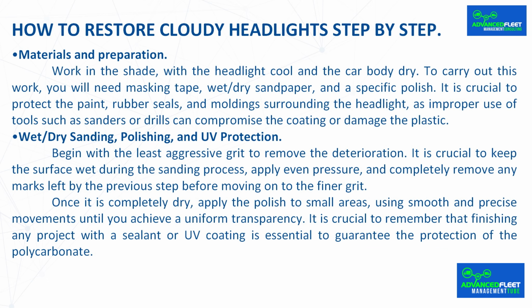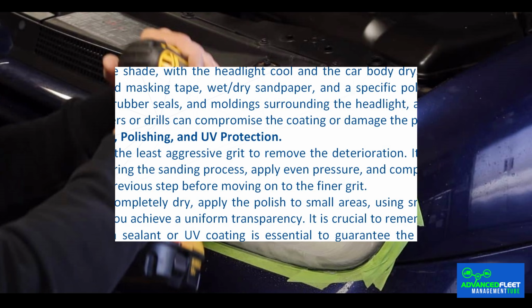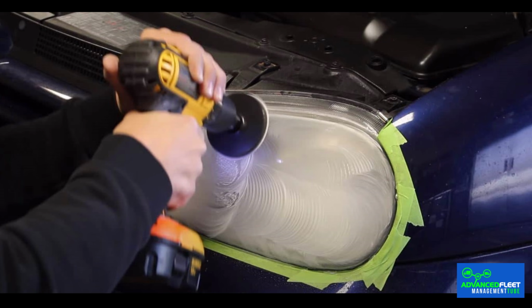Wet, dry sanding, polishing, and ultraviolet protection. Begin with the least aggressive grit to remove the deterioration. It is crucial to keep the surface wet during the sanding process. Apply even pressure and completely remove any marks left by the previous step before moving on to the finer grit. Once it is completely dry, apply the polish to small areas, using smooth and precise movements until you achieve a uniform transparency. It is crucial to remember that finishing any project with a sealant or ultraviolet coating is essential to guarantee the protection of the polycarbonate.